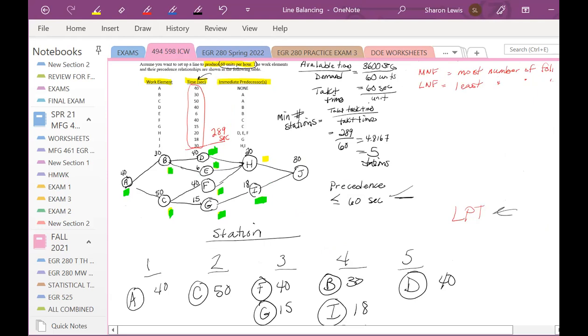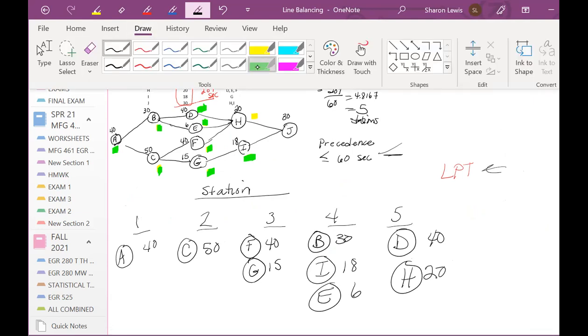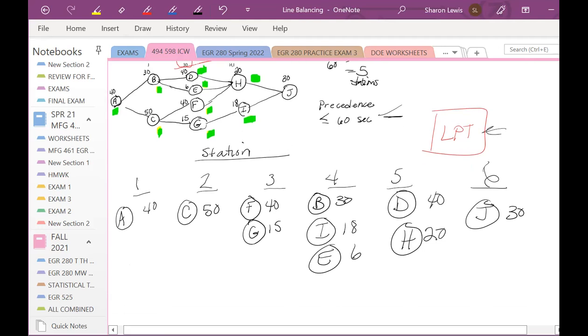So can it fit into station 5? Well, it can. So H goes in here, and that's at 20. So we're at our 60. We're at our max. So we didn't fit into our theoretical minimum of 5 stations. So we have a 6th station, and that's where J will go, our remaining task at 30. So using longest processing time, this is the allocation of the tasks to the stations.